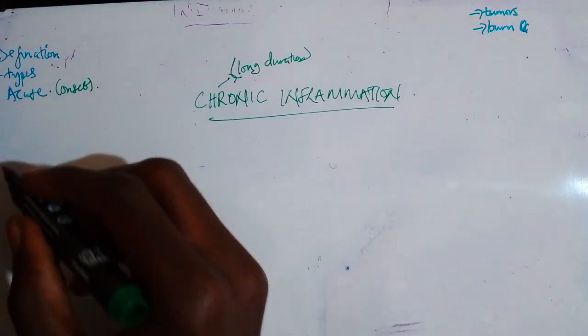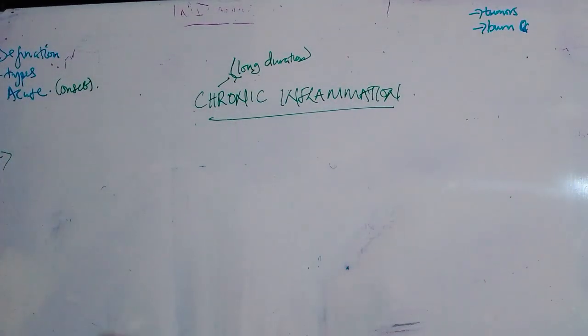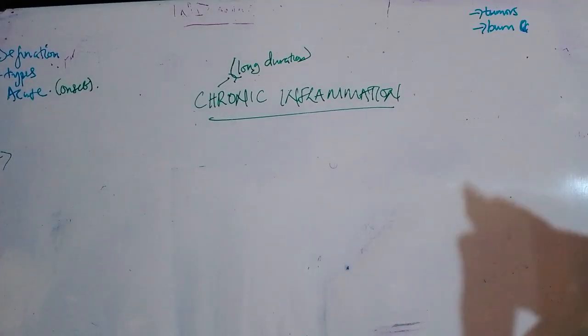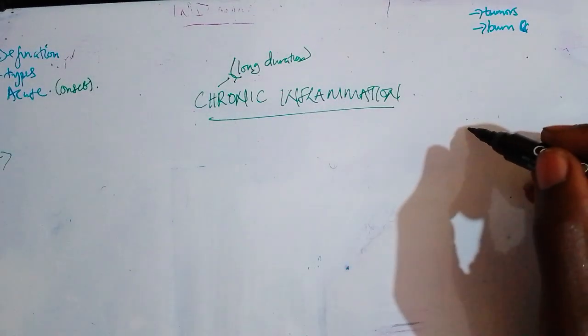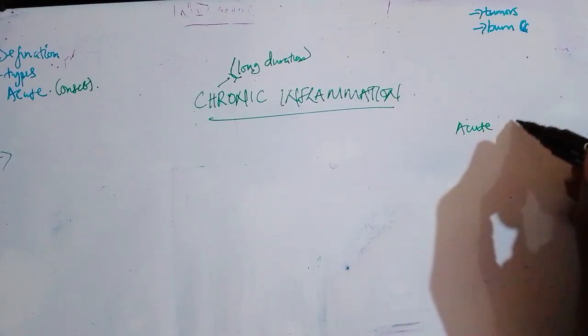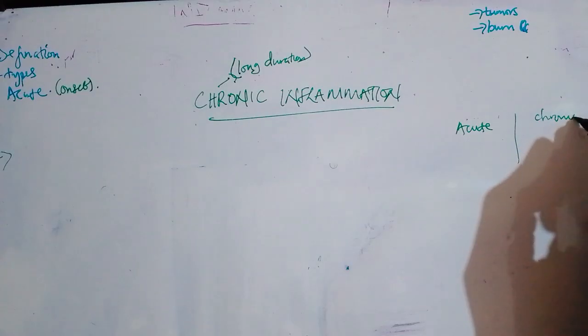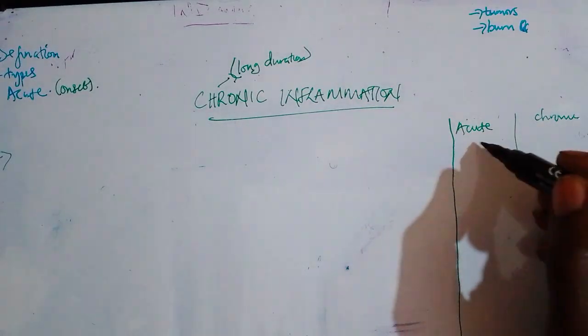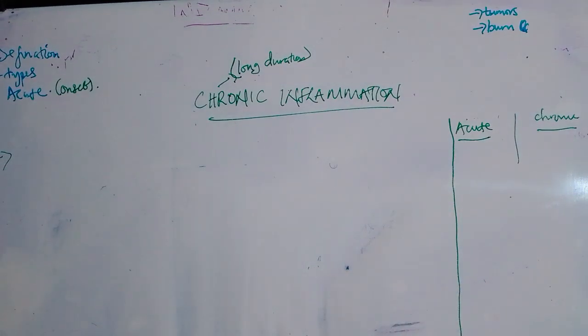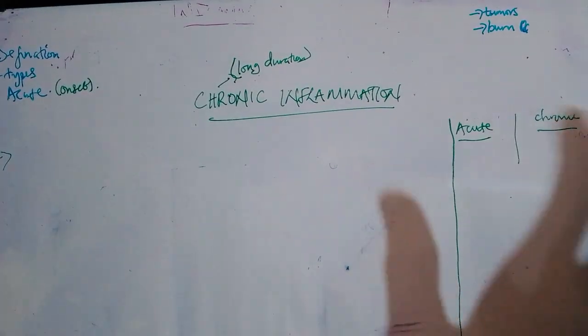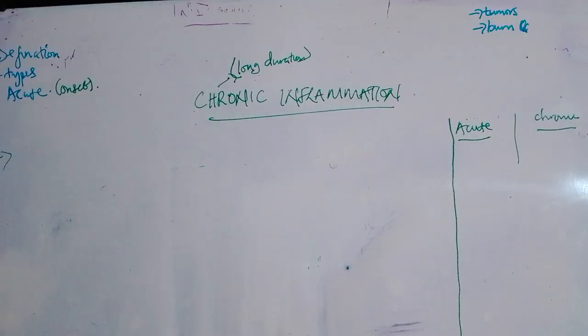So in definition, what can we say now is chronic inflammation? Whenever you are studying the types, make sure that you write a table to compare. Whenever you are revising, make sure you write a table on acute and chronic. This table will help you compare chronic inflammation and acute inflammation. This will help the information to stick. So be sure to write somewhere this comparison.